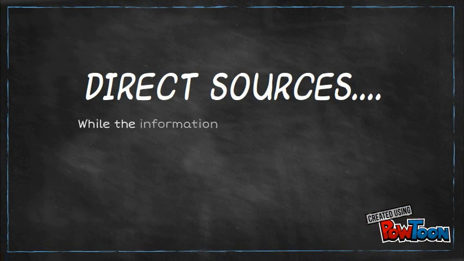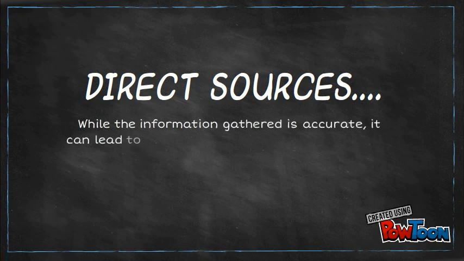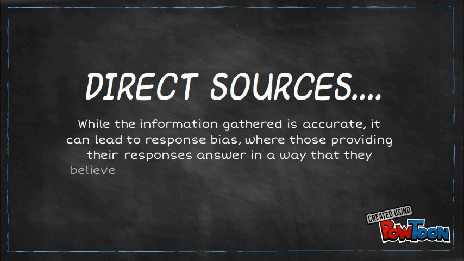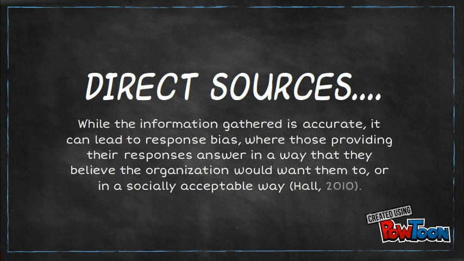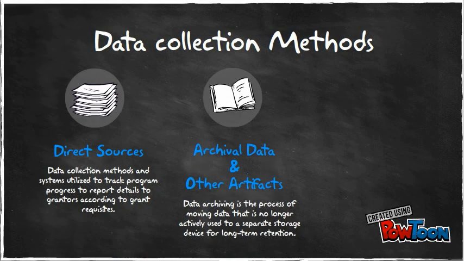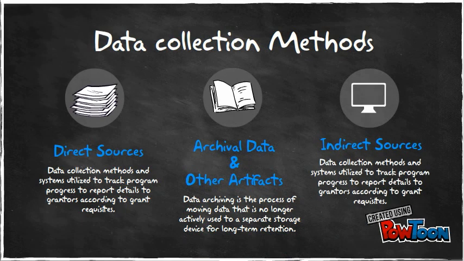On direct sources, while the information gathered is accurate, it can lead to response bias, where those providing their responses answer in a way that they believe the organization will want them to, or in a socially acceptable way. Once again, for data collection methods, there are direct sources, archival data, and indirect sources.